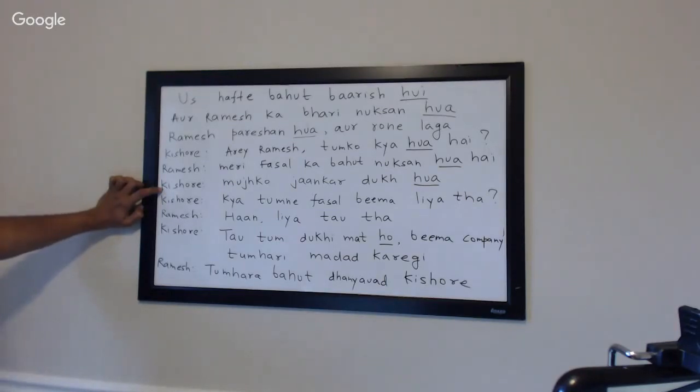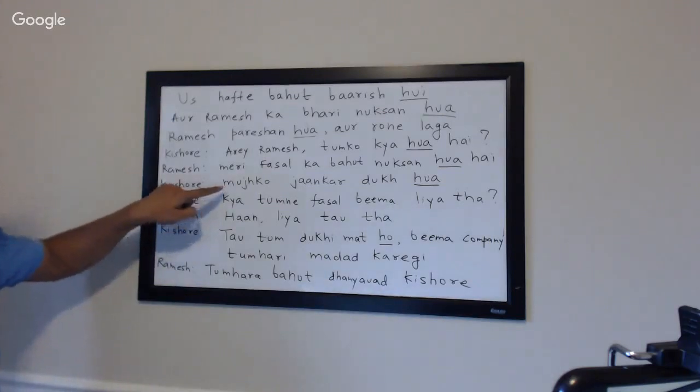Give it a try. And then: क्या तुमने फैसा बीमा लिया था? Did you take crop insurance? Okay. Did you take crop insurance? You want to try? You want to give this a try?